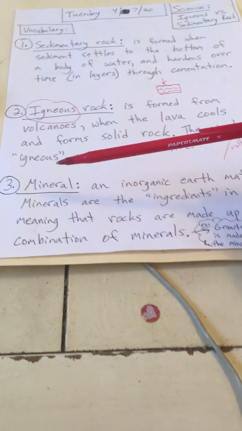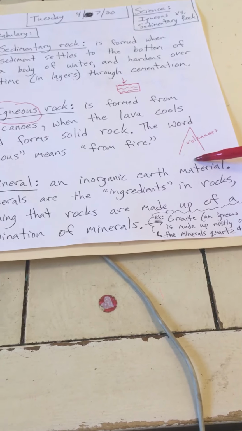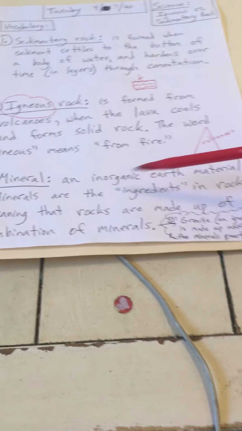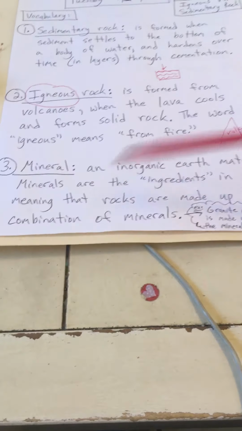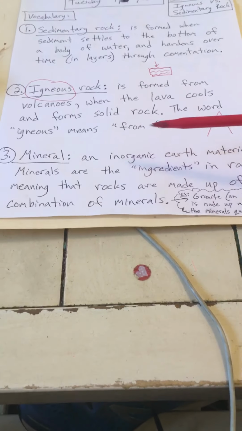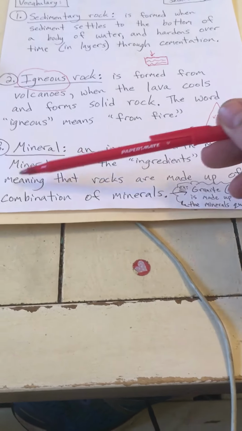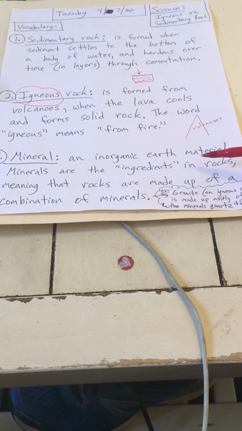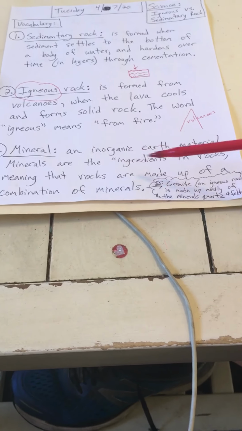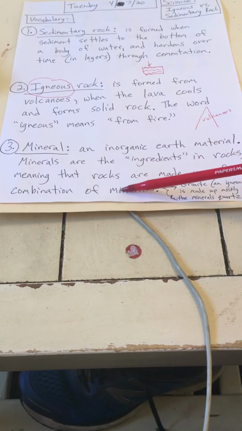So a mineral. A mineral is an inorganic earth material. It is inorganic matter. It was never alive. So minerals never, ever were alive. All right? They're just part of the earth. Minerals are the ingredients in rocks, meaning that rocks are made up of a combination of minerals.